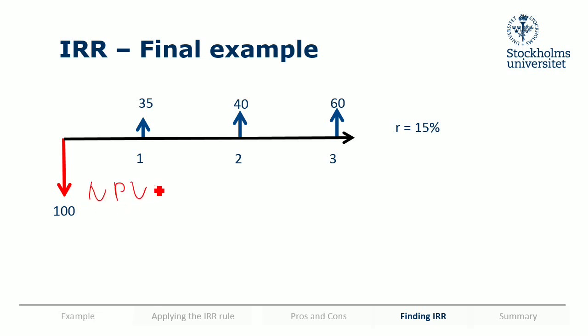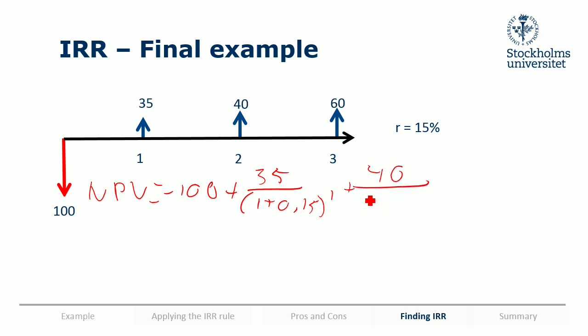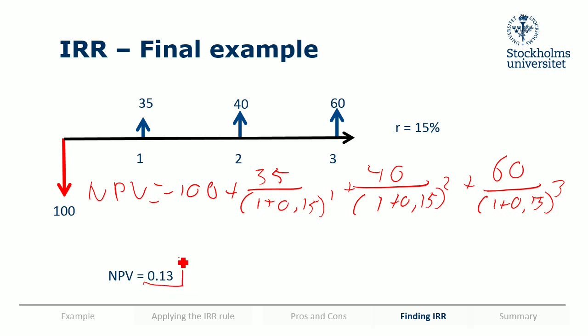We compute the NPV. So minus 100 plus 35 divided by 1 plus 0.15 to the power 1, plus 40 divided by 1 plus 0.15 to the power of 2, plus 60 divided by 1 plus 0.15 to the power of 3. If I compute this, I find that the NPV is now only 0.13. So again, we're looking for the interest rate where NPV is equal to 0. We're not going to find it exactly, but we want to know, is it 15% or 16%?